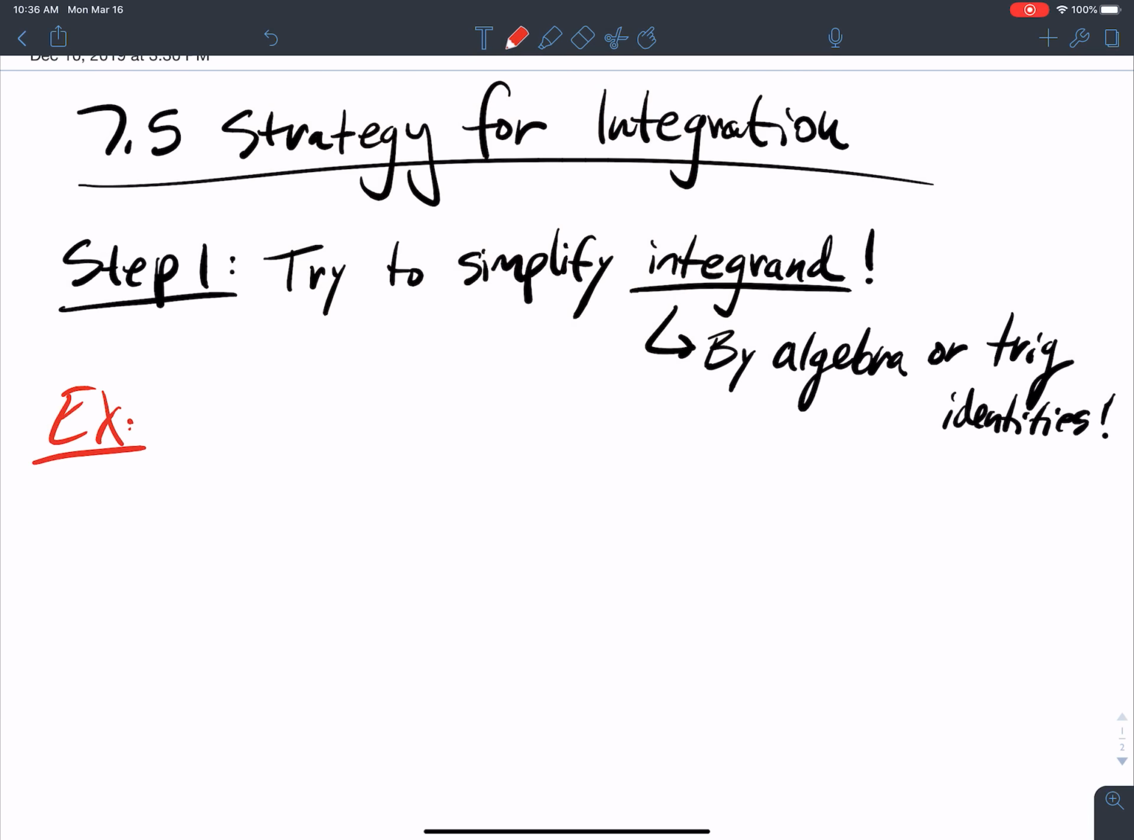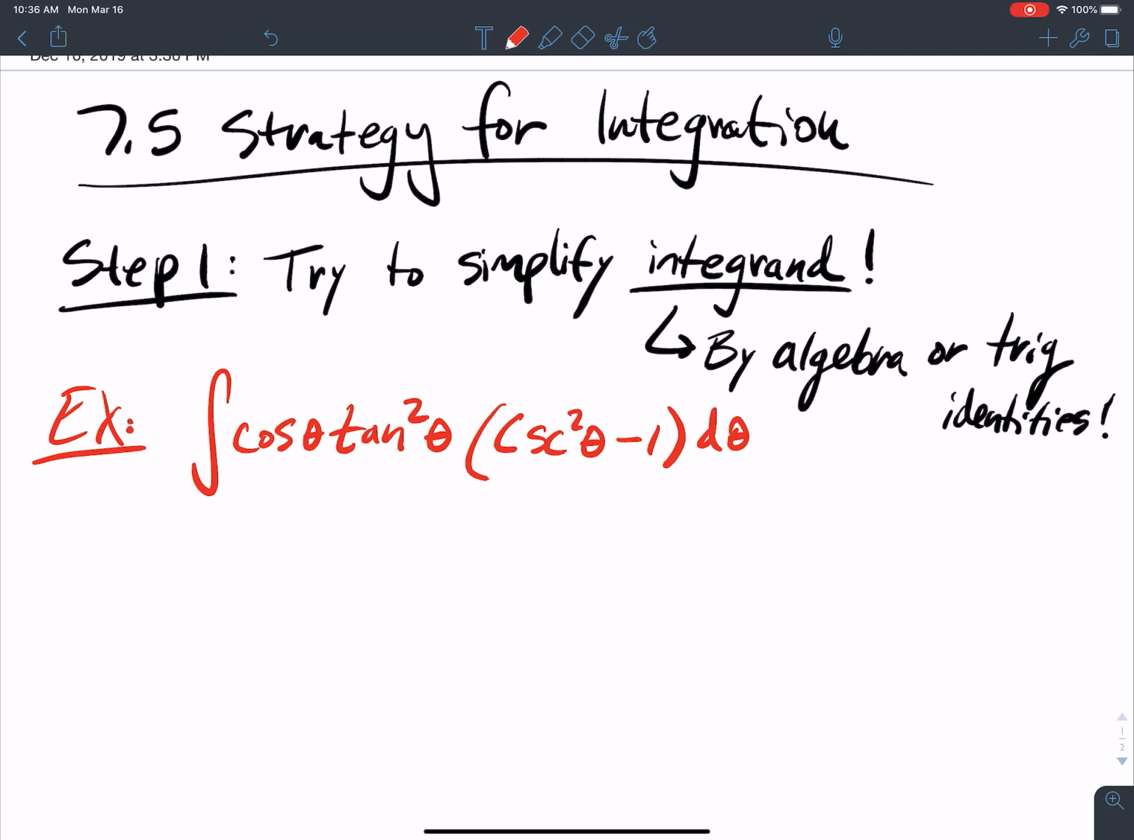Example. Integral cosine theta tangent squared theta times cosecant squared theta minus 1 d theta. Okay, so when I see a bunch of trig functions, first thing I think is try to convert everything to sines and cosines. Now, if we can use an identity, great. If we can't, that's what it is.